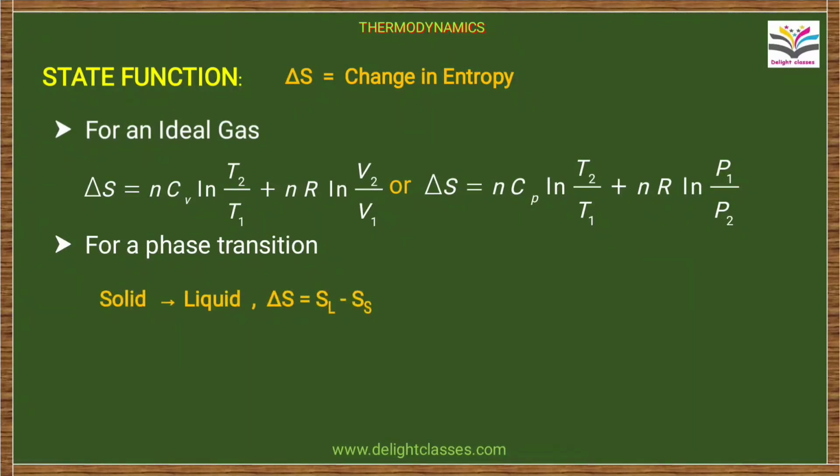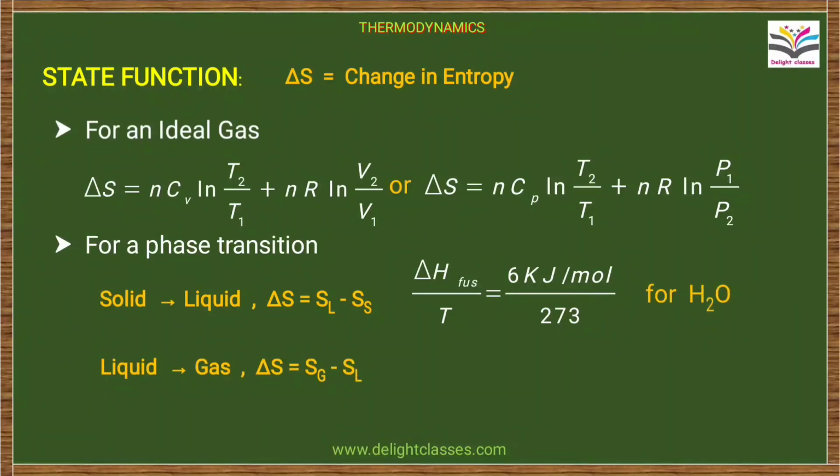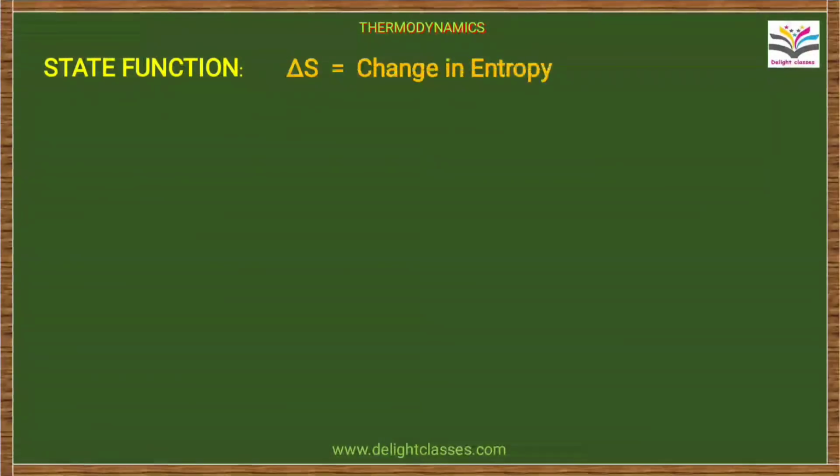For a phase transition, solid gives liquid. Delta S is equal to entropy of liquid minus entropy of solid. Delta H of fusion by temperature is equal to 6 kilojoules per mole by 273 for water. Liquid to gas, delta S is equal to entropy of gas minus entropy of liquid. Delta H of vaporization by temperature is equal to 40.6 kilojoules per mole upon 373 for water.